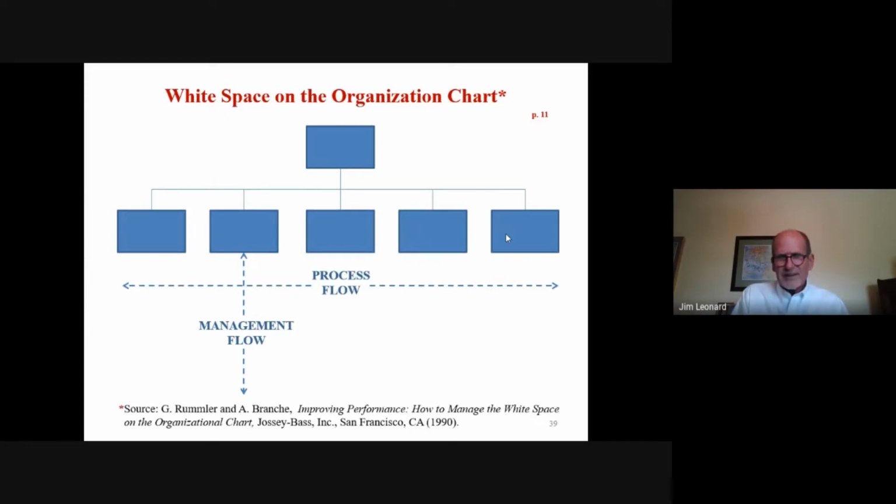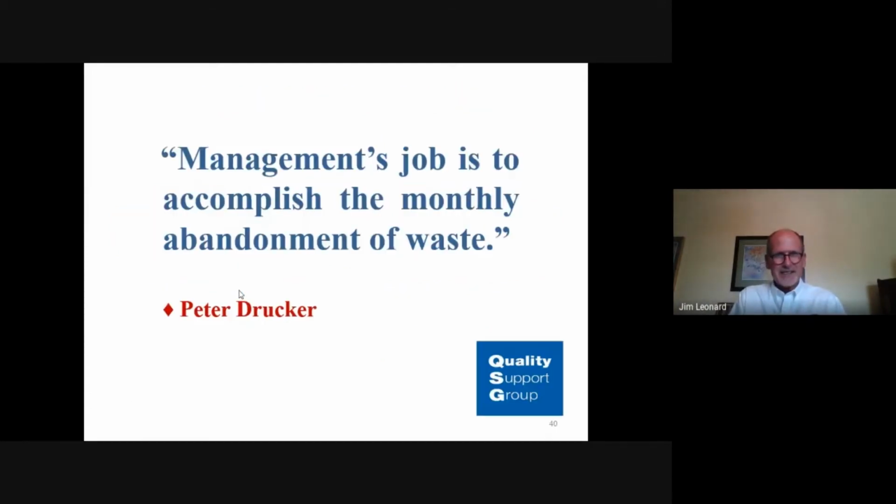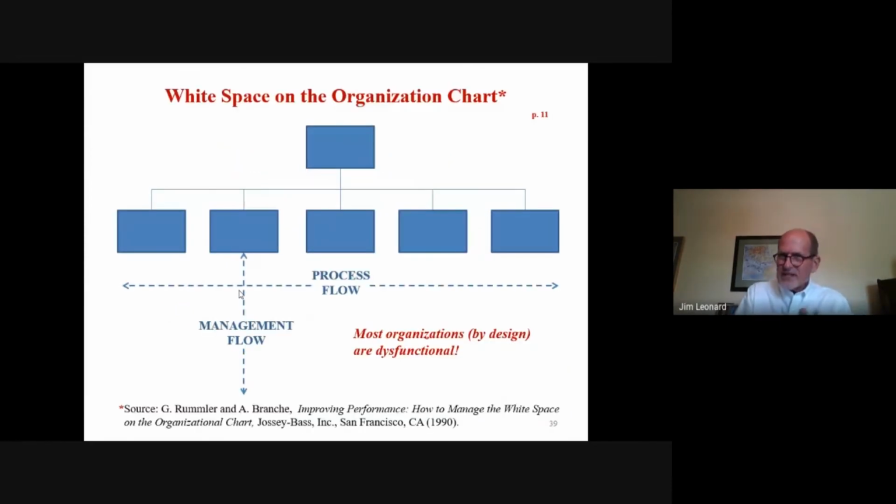Think about the new product development project and how it cuts across various functional boundaries. And what they said was, there's all this white space that our process flow has to cross that's not being managed. We manage top-down. We serve customers horizontally. And so Rummler and Brache noted that most organizations by design are dysfunctional. And they introduced this concept of white space. It's in this white space where a lot of the waste is hiding.